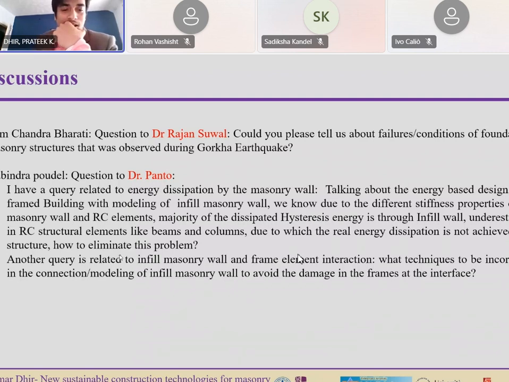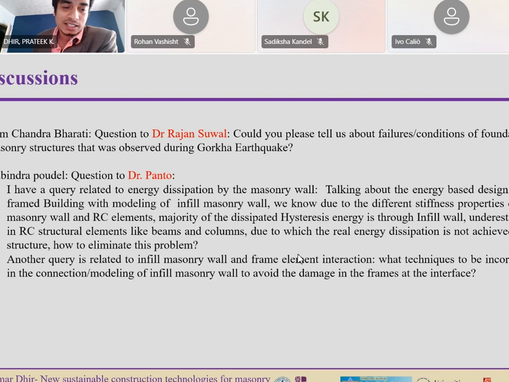Yes. I think there is another follow-up question from the same person. This is regarding another query related to masonry, like infill masonry wall and frame element interaction. I think we have already answered it, I guess. What technique can be incorporated in the connection modeling of the infill masonry wall to avoid damage in the frame, like frames at the interface? Exactly.